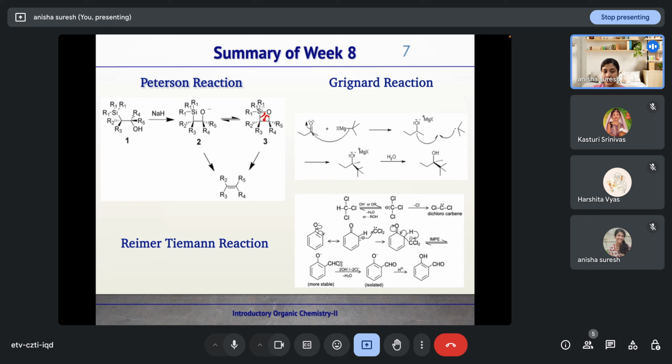Then upon removal of 2 chloride by OH minus, it will lead to formation of this aldehyde. So this compound, ortho hydroxy benzaldehyde, will be formed.